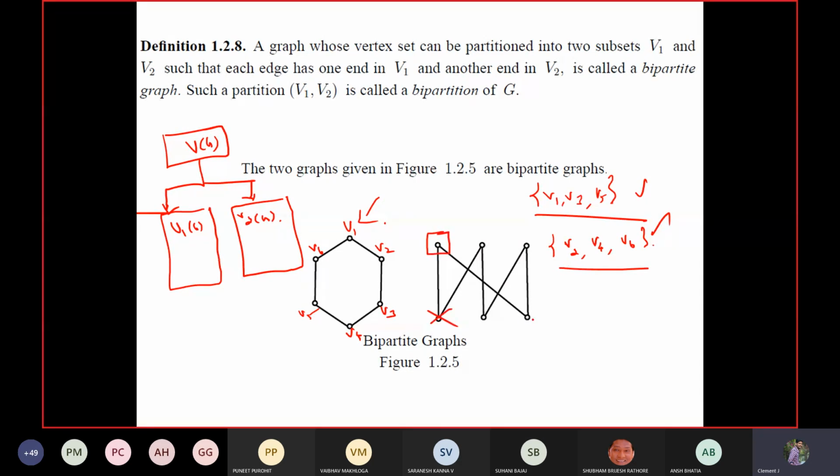So if this is in the first set, this should be placed in the second set. By the way, if this is in the second set, this should be placed in the first set. So here, if this is in the first set, this should be placed in the second set. Next, after you split, you may check that here, V1, V3, V5 have no edge between them in the same set. V1 should not have an edge with V3, and V1 should not have an edge with V5. By the way, V2 should not have an edge with V4, and V2 should not have an edge with V6.